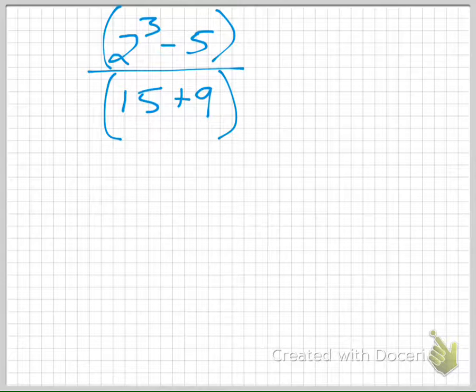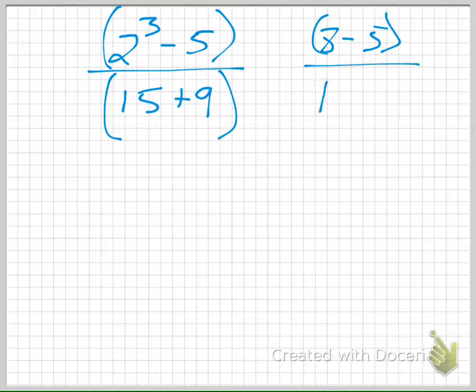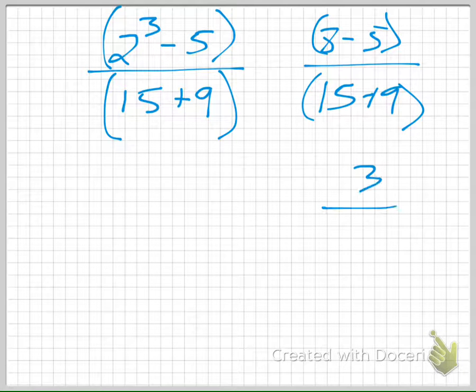So in the top, do you see the parentheses? Yes, there's 2 sets. Which one do I do first, the top or the bottom? The top. We're reading from top to bottom, right? So then, inside the parentheses up there, do you see any other parentheses? No. Any exponents? Yeah, 2 to the third. What does 2 to the third mean? 2 times 2 times 2. What's 2 times 2? 4. 4 times 2? 8. So it's 8 minus 5 on the top over 15 plus 9. 8 minus 5 is 3. 15 plus 9 is 24. Now we divide.